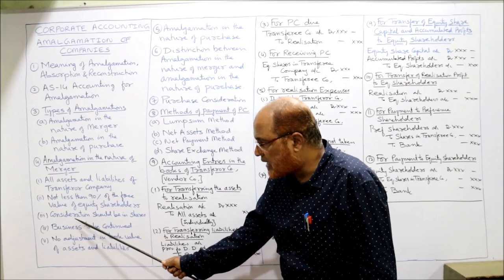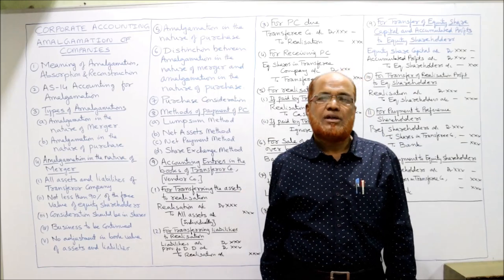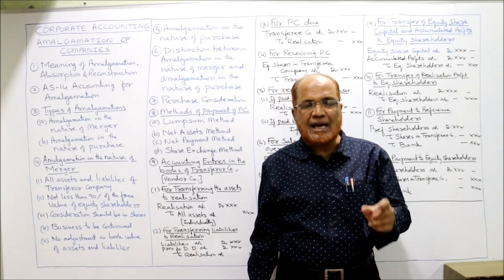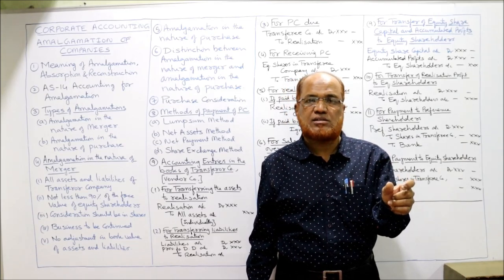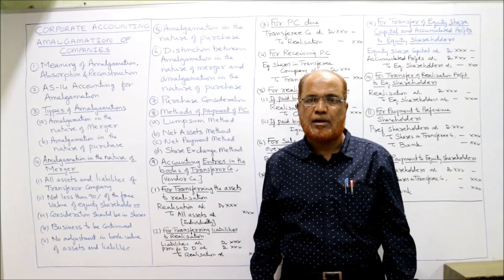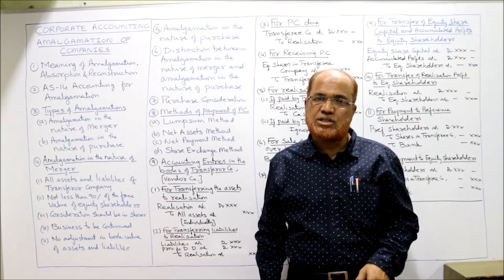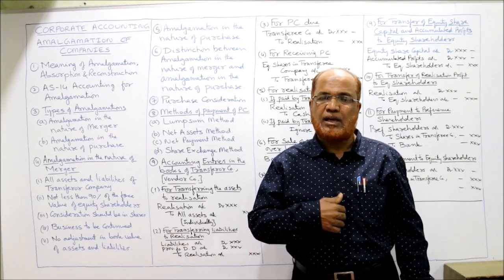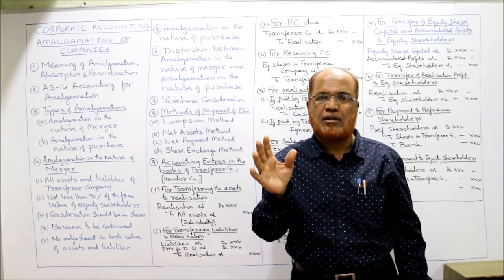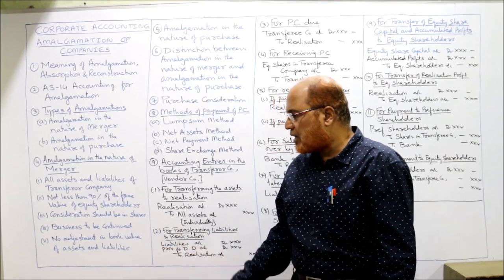Third one, consideration should be in shares. What is consideration? We'll discuss here. The consideration paid by the transferee company should be in shares, and cash will be paid only for fractional shares. If in calculations a fractional share comes, for that fractional share cash will be paid. But for the other part, completely shares. Consideration should be paid in shares. Like B Limited is a transferee company, A Limited transferor company. B Limited must pay the consideration in the form of shares. Only cash will be paid for fractional shares. Otherwise, completely shares.